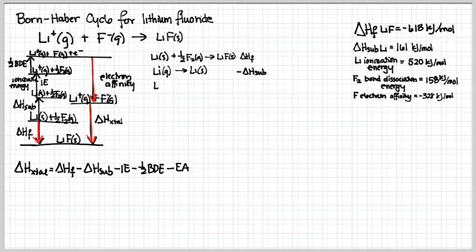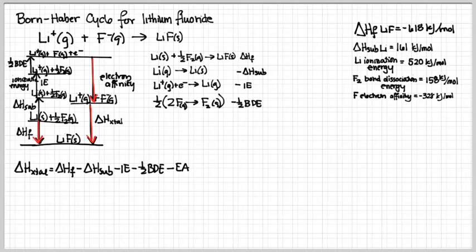Okay, same idea where I'm going to want lithium ion from lithium solid. And so that's going to be the opposite of the ionization energy. All right, so I've got the lithium ion. Now I'm going to need to deal with fluorine. So for fluorine, I want half of the reverse of the energy it takes to split fluorine gas into 2 fluorine atoms. So that is going to be negative 1/2 of the bond dissociation energy.